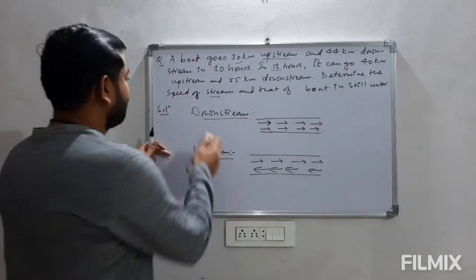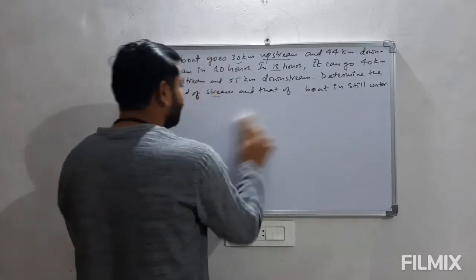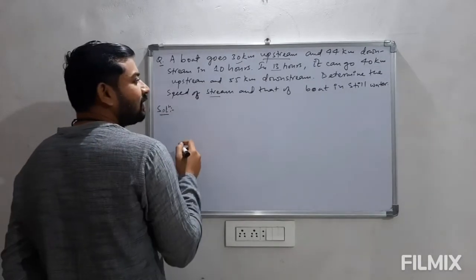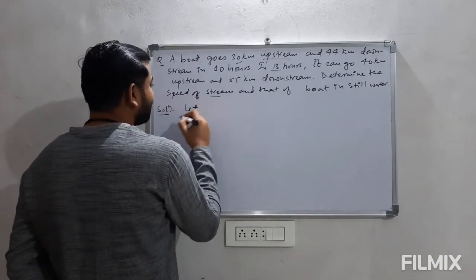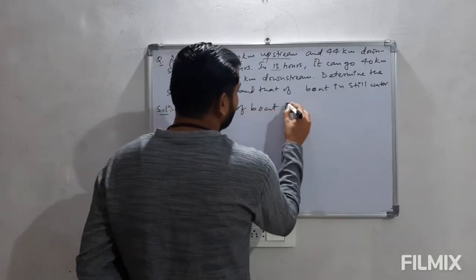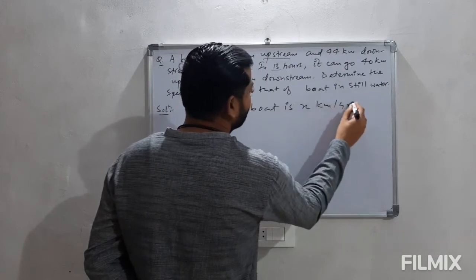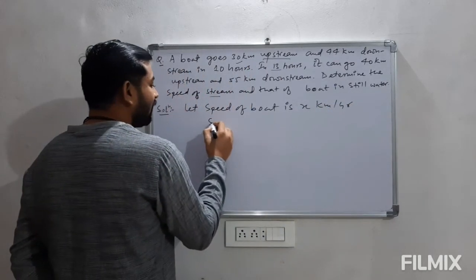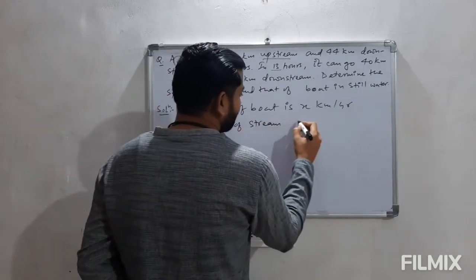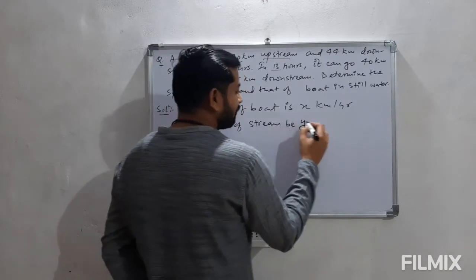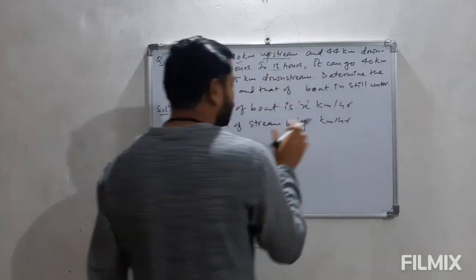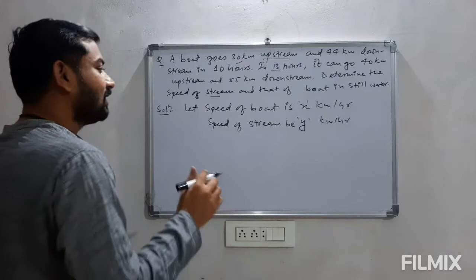Now let me come to the question. Here we have two situations. So we have to assume the speed of stream and that of boat. Let the speed of boat in still water be x kilometer per hour, and the speed of stream be y kilometer per hour. Means the water is moving with a speed of y and the boat is moving with speed of x.